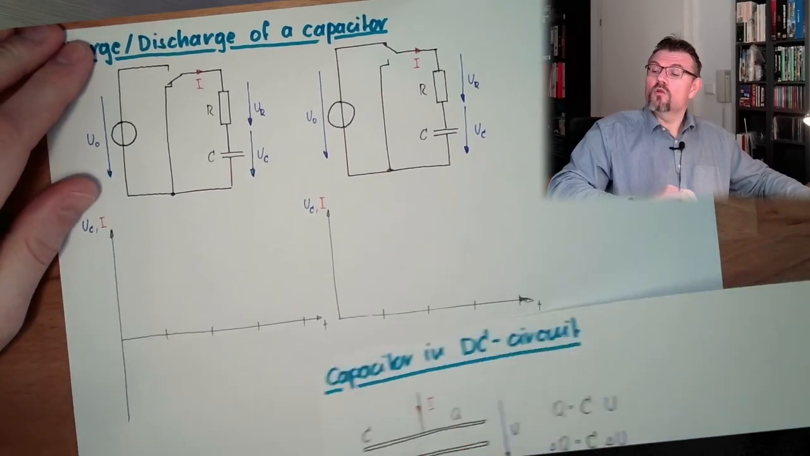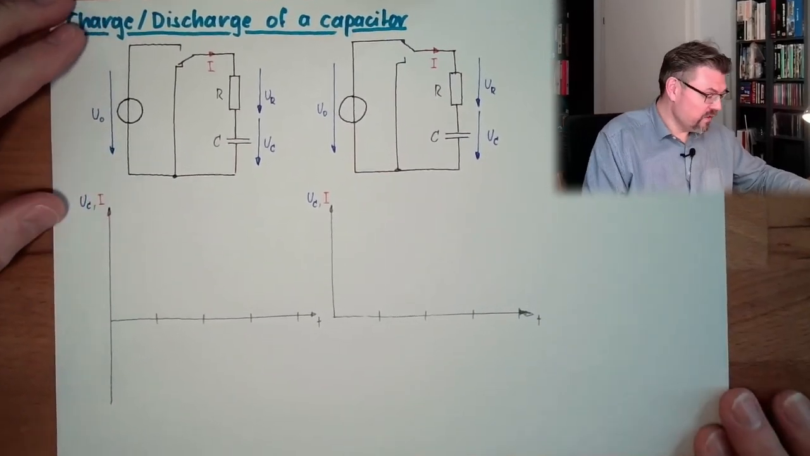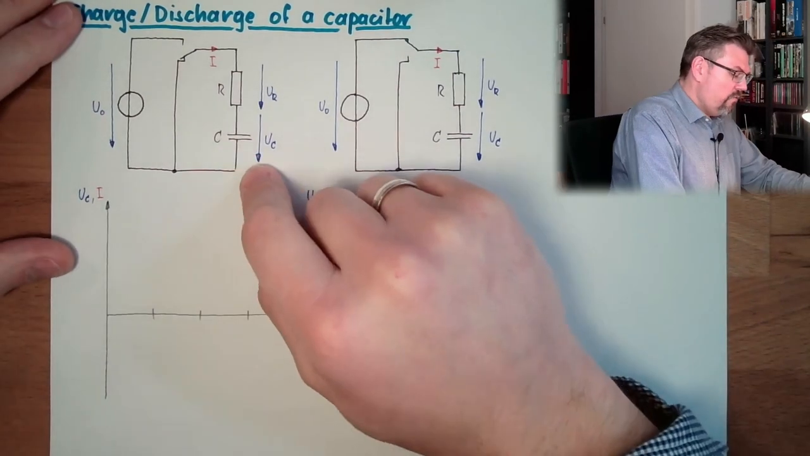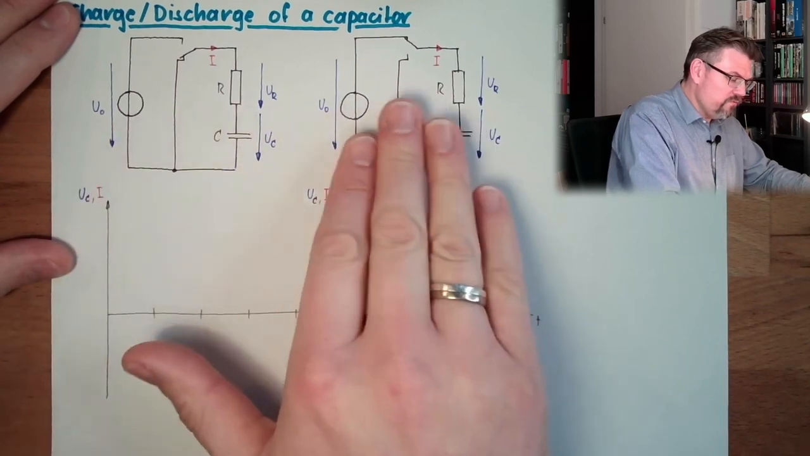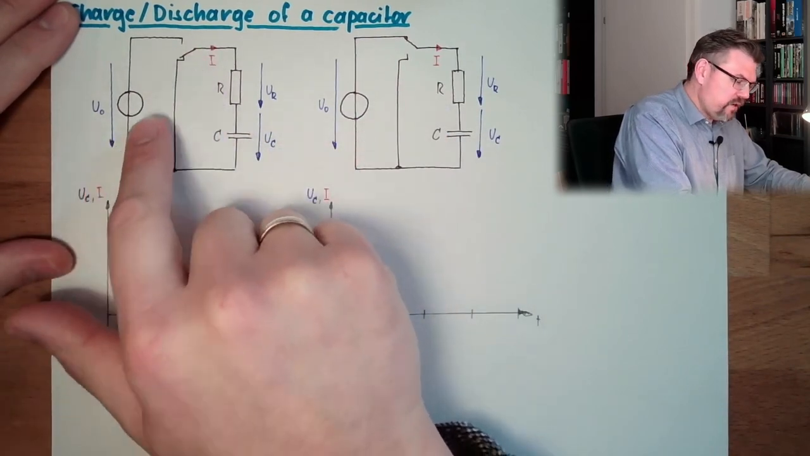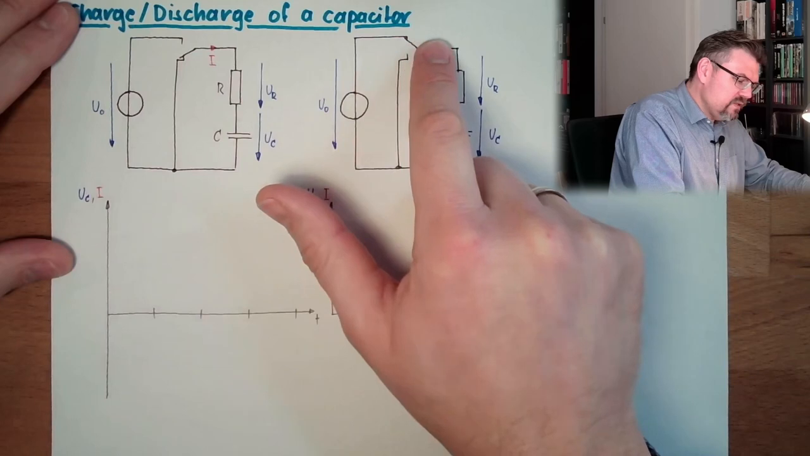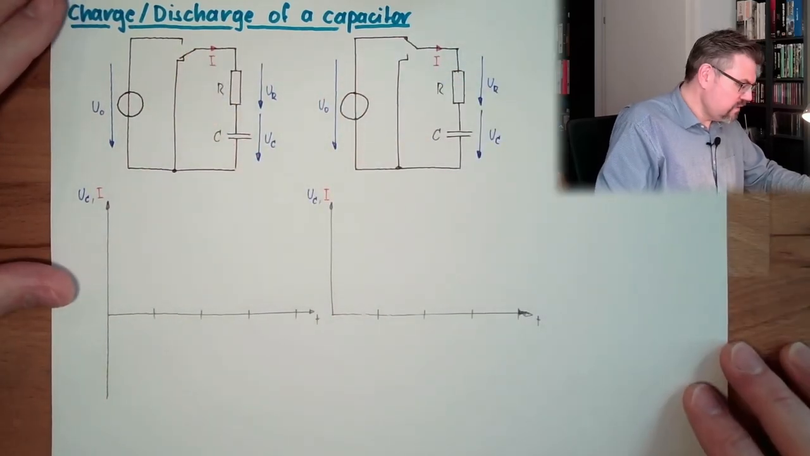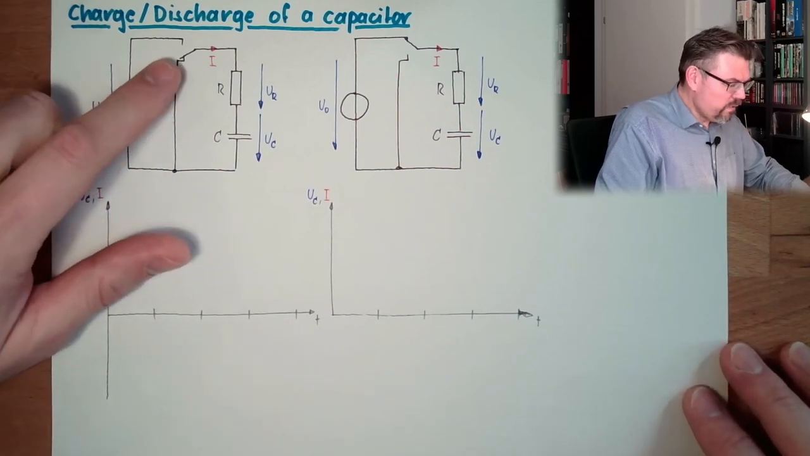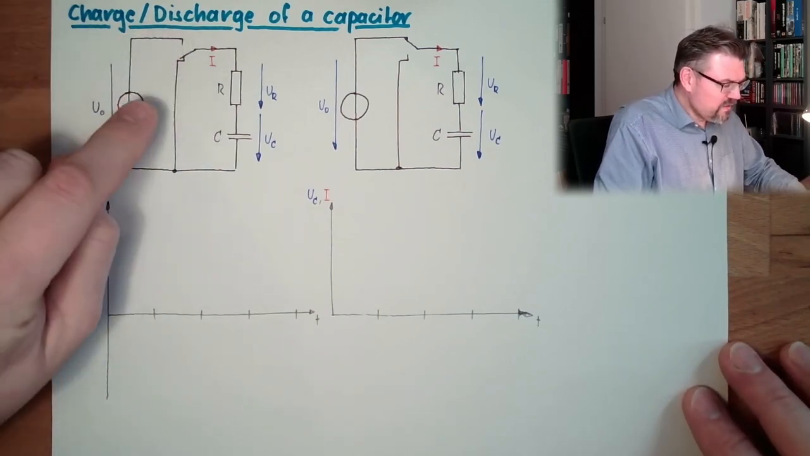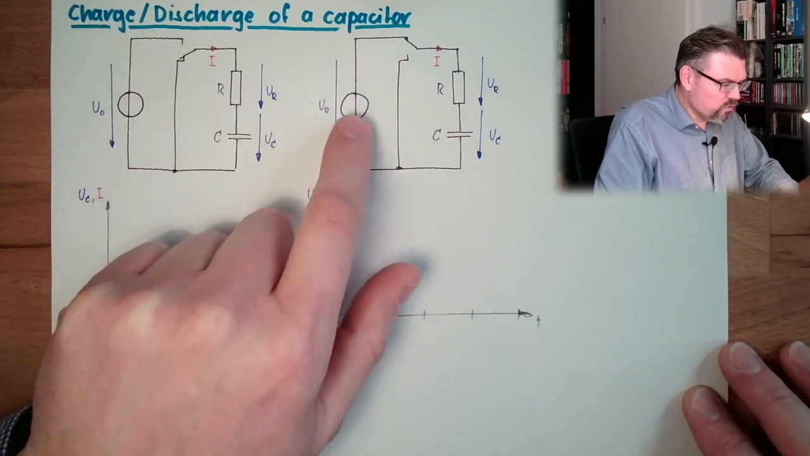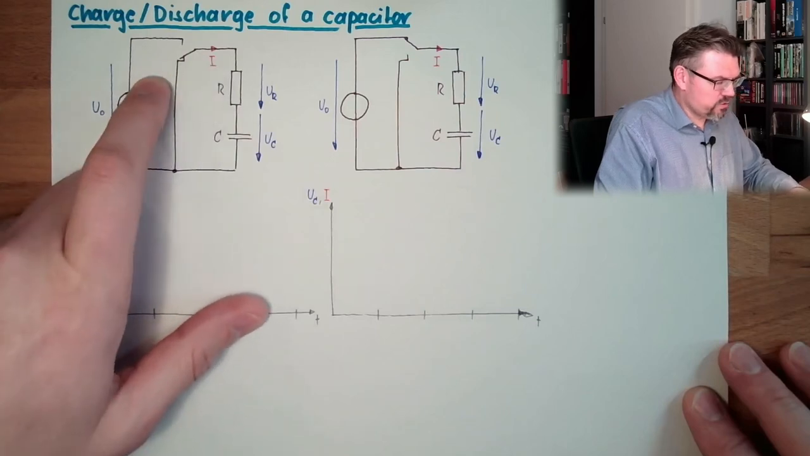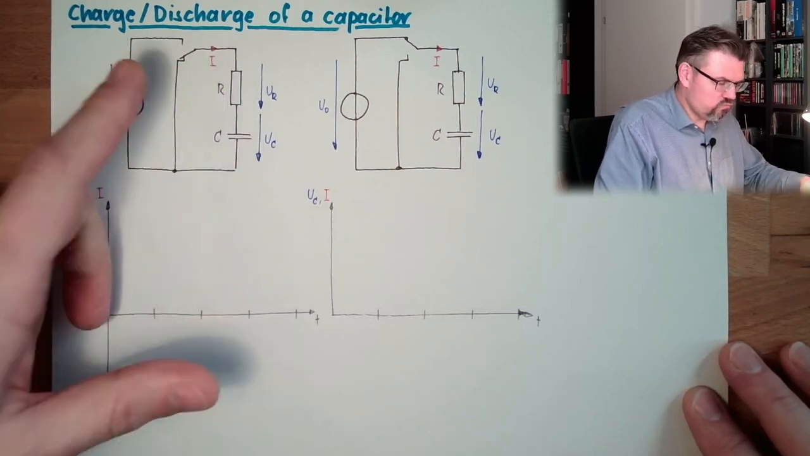The scenario is looking like this. Look at that. We have here a capacitor. We have a voltage source. These are two different switch positions because we have a switch and we can flick the switch from this side to this side and then back. So we can either switch the capacitor to a voltage source, or we can short circuit the capacitor. This is what we can do.